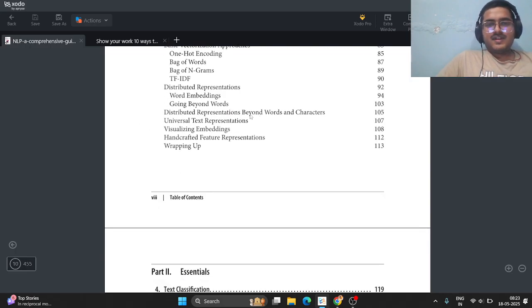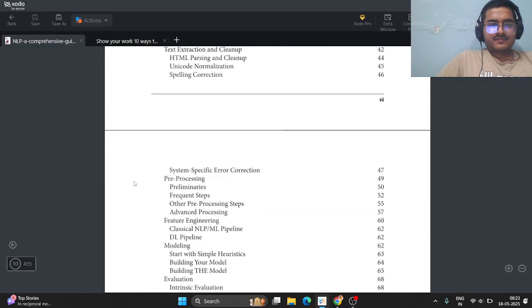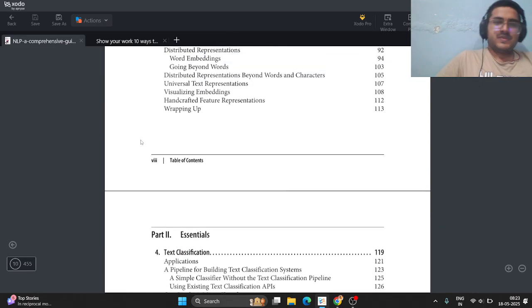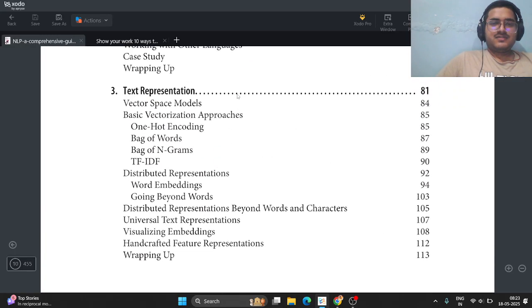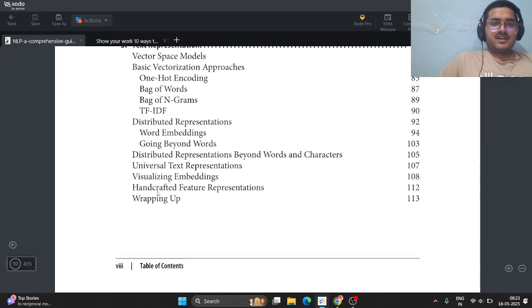Then we went beyond words and characters, where we keep a vector for the paragraph. After that, we also visualize it. We use t-SNE for that. Say a 100-dimensional vector, you just reduce it to 2D or 3D for better visualization. And then the handcrafted feature representation.